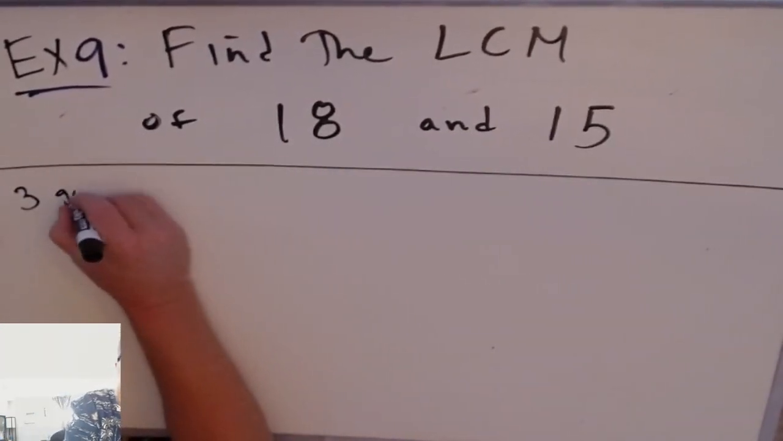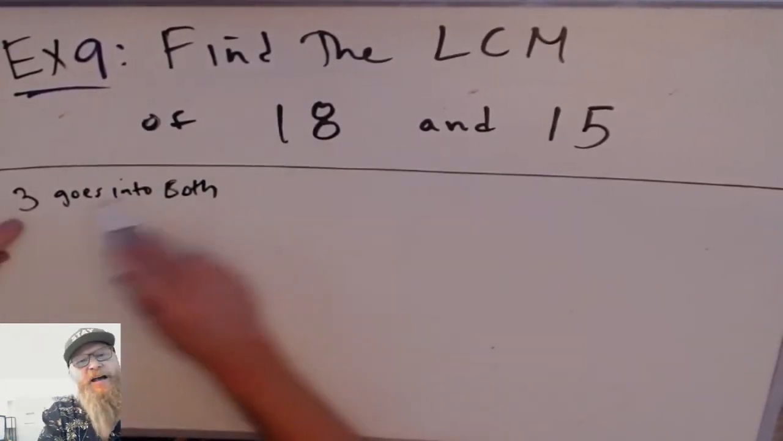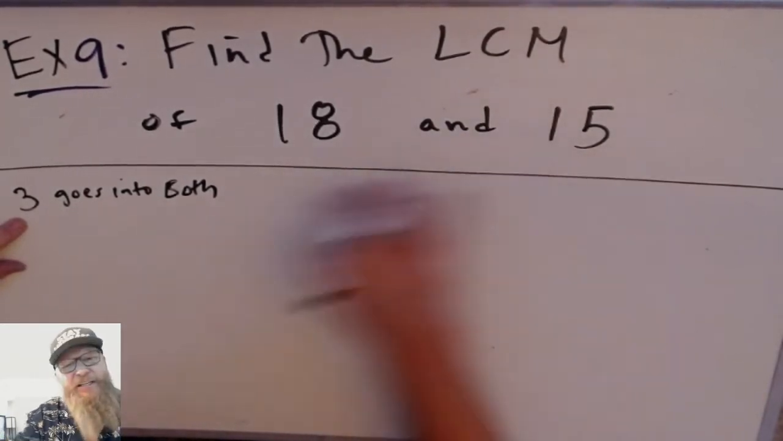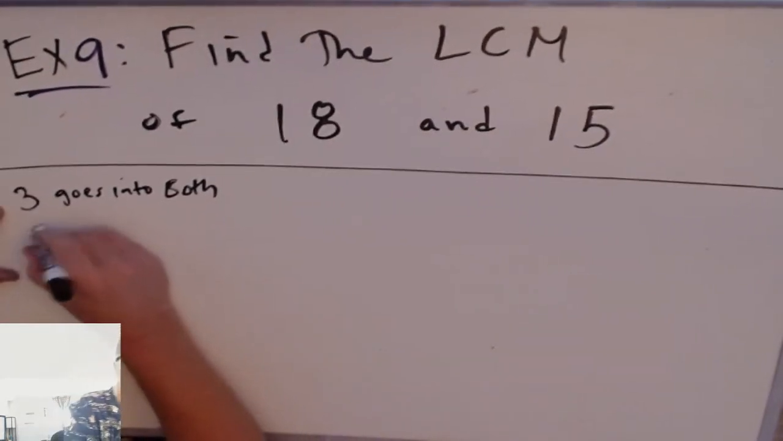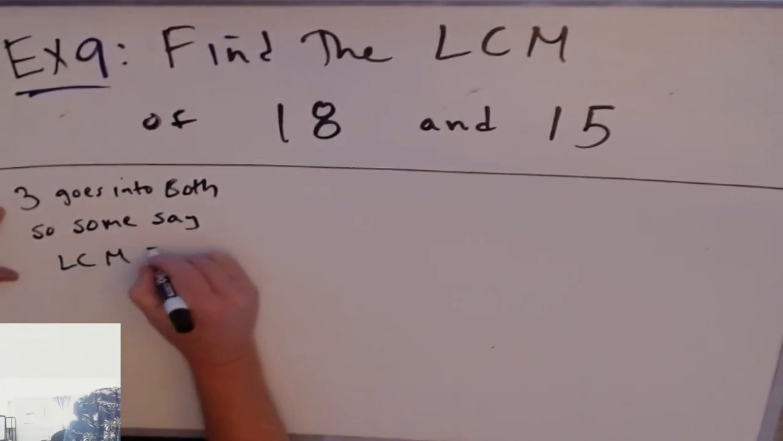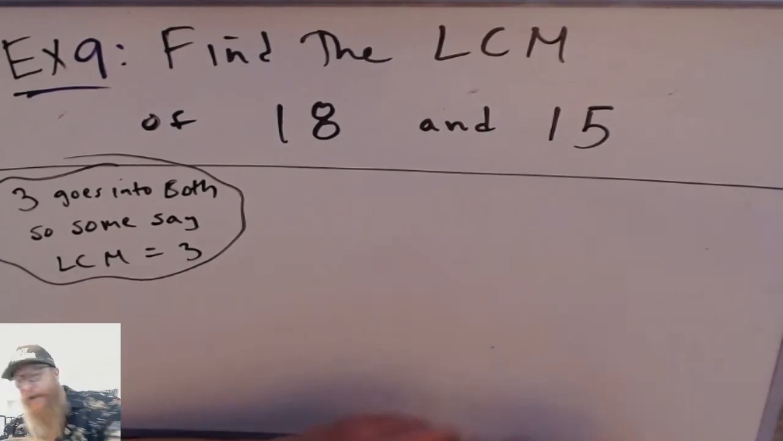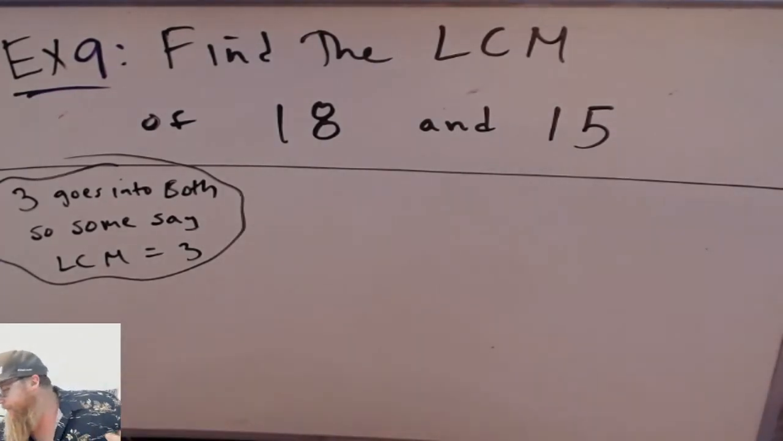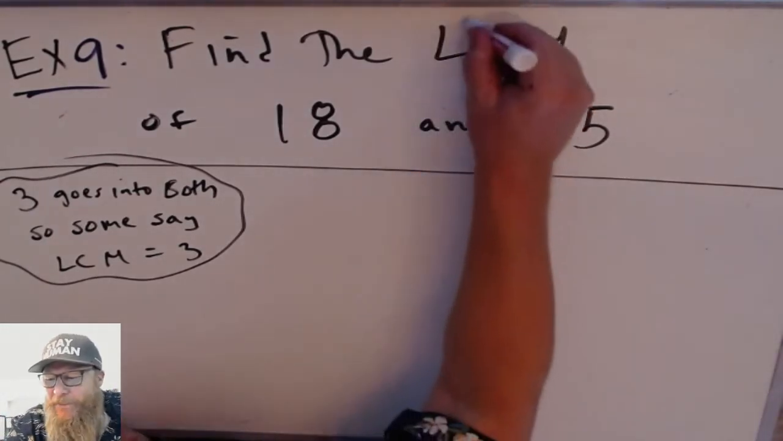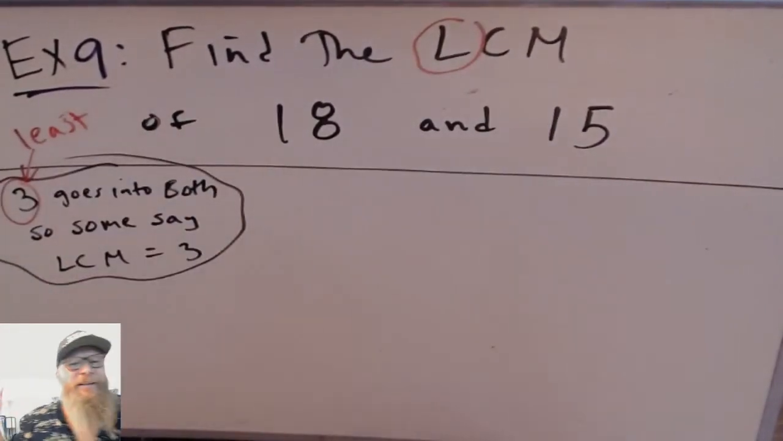3 goes into both of these. 18 divided by 3 is 6, and 15 divided by 3 is 5. So some people say the LCM is 3. Some people say that, they do. And I understand why. I'm not disconnected from reality here. It's because the brain thinks least. Yeah, that's just the way the brain works.